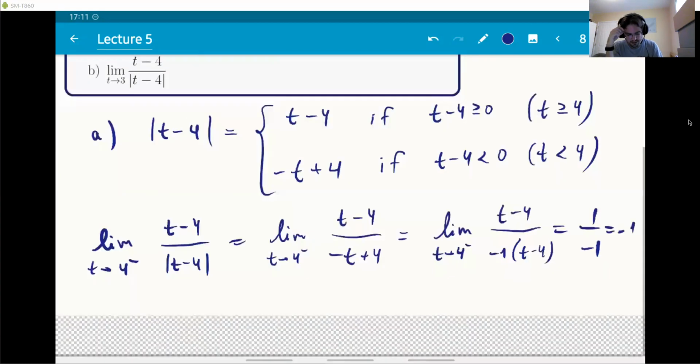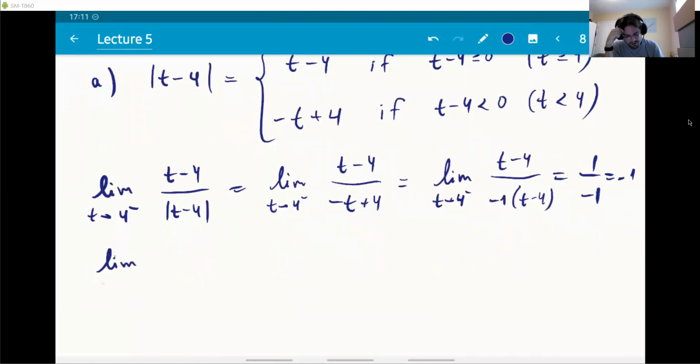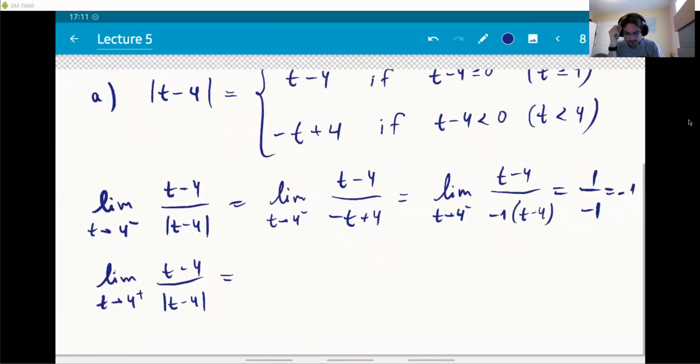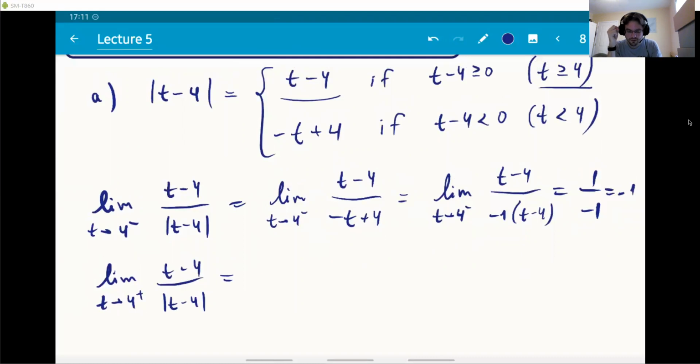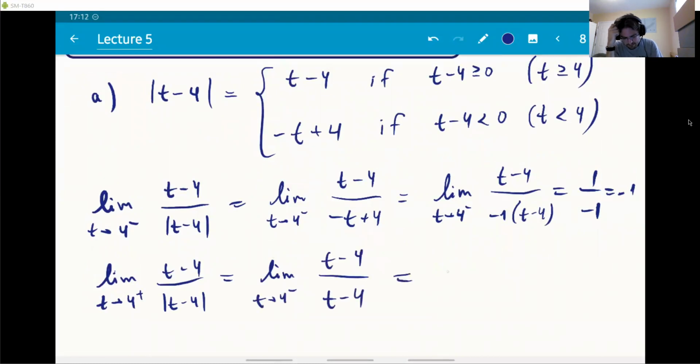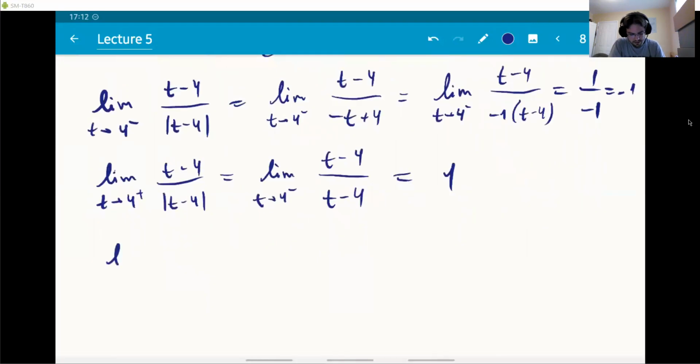That's the left limit. The right limit will change because now you are on the right side of 4, which means the absolute value, for t larger than or equal to 4, gives you t minus 4. So you see that the fraction now just simplifies down to plus 1. T minus 4 and t minus 4 get canceled, and you have a plus 1. And you see now two one-sided limits which are different, which means that the limit itself does not exist.